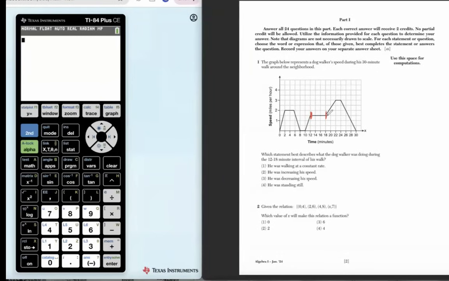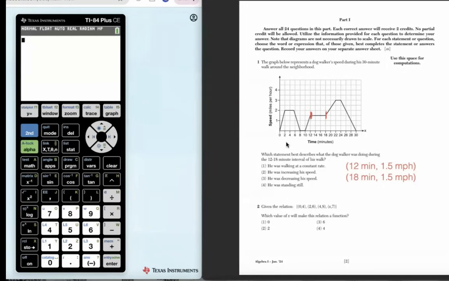Let's take a look at our axes. The x-axis is labeled with time, and the y-axis is labeled with speed. So this means at 12 minutes, the dog walker was traveling at a speed of 1.5 miles per hour. Then at 18 minutes, the dog walker was still traveling at a speed of 1.5 miles per hour. When we think of miles per hour, this is actually the person's speed, also known as their rate, right? Like miles per hour is considered a rate. So let's take a look at the answer choices.